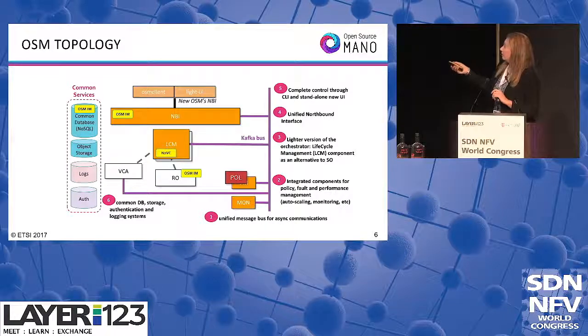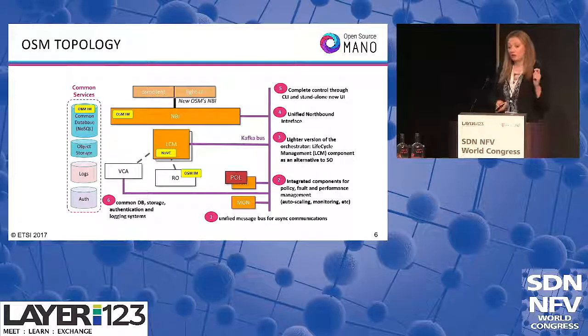Then moving on, we have the VCA component. This is part of that Juju lifecycle control component. And then we have our resource orchestrator. And as I mentioned before, here's where all the plugins live for all of those various VIM and SDN layers.